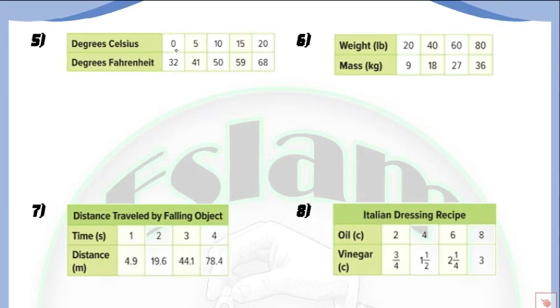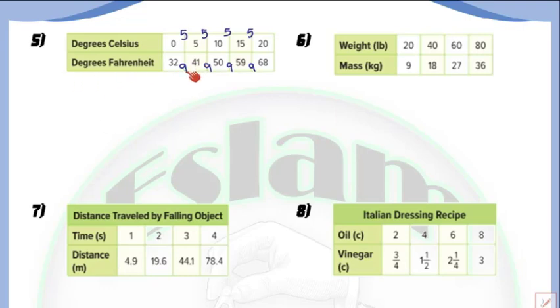In question number 5, we have a relation between the degree Celsius and degree Fahrenheit. Look at x at the first. We have 0, 5, 10, 15, and 20. 5 minus 0 equals 5. 10 minus 5 equals 5. 15 minus 10 equals 5. 20 minus 15 equals 5. Now for y. 32, 41, 50, 59, and 68. 41 minus 32 equals 9. 50 minus 41 equals 9. 59 minus 50 equals 9. 68 minus 59 equals 9.